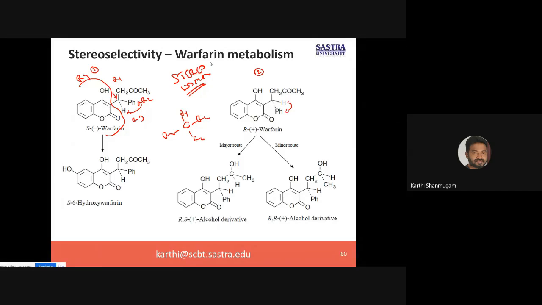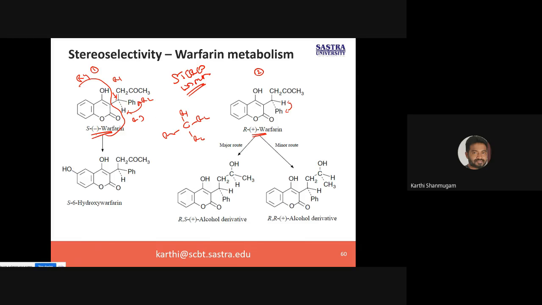If any drug molecule has a chiral carbon and exhibits stereoisomerism, then it is not necessary that all the isomers follow the same metabolic path. The metabolic conversion path will differ. For example, this is S warfarin and this is R warfarin. As we said, S and R are non-superimposable mirror images.